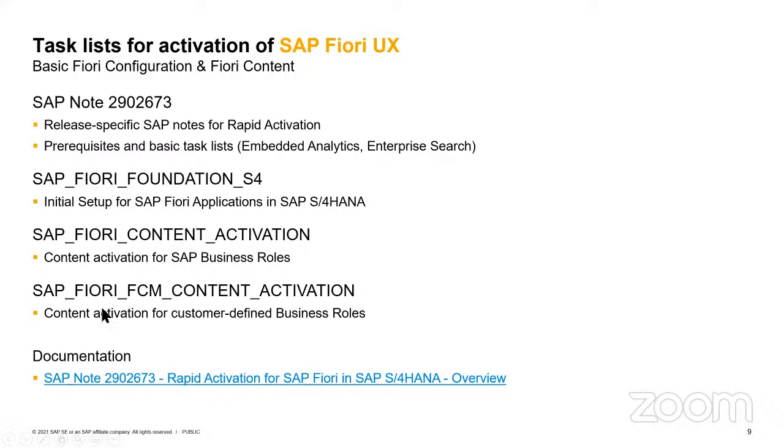And finally, after adapting and customizing the Fiori content, then you can use the FCM content activation task list to also activate all related services in the system. Now, these are the most important task lists in the implementation process, whereas the last one is only used after the adoption and customizing of the Fiori content.